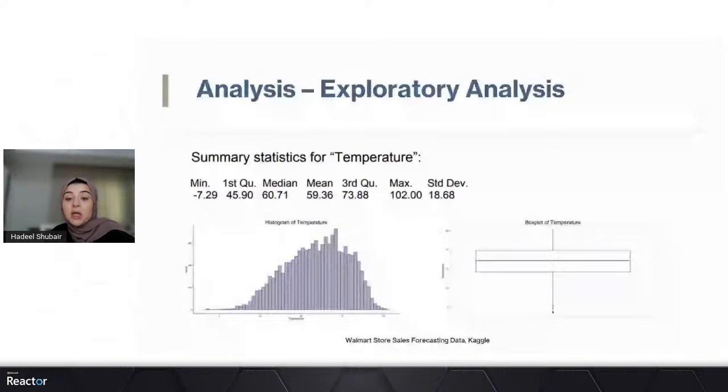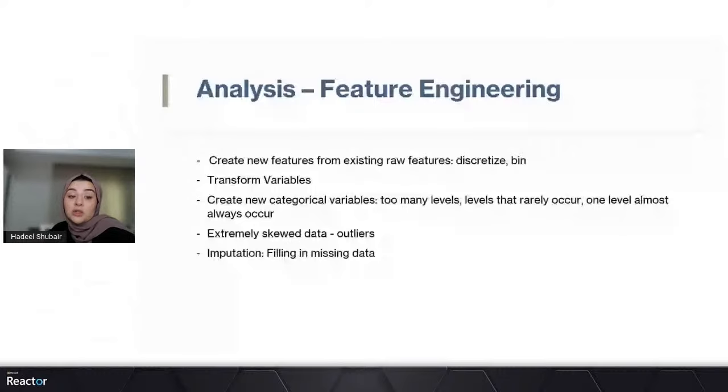Feature engineering. This is where we create new features from existing raw features. This is one of the ways that we use in the analysis process. And if you have extremely skewed data, this means you have outliers that you need to treat, and imputation is basically filling in missing data. So this is one of the terms that you also need to know and keep in mind once you go through that process.